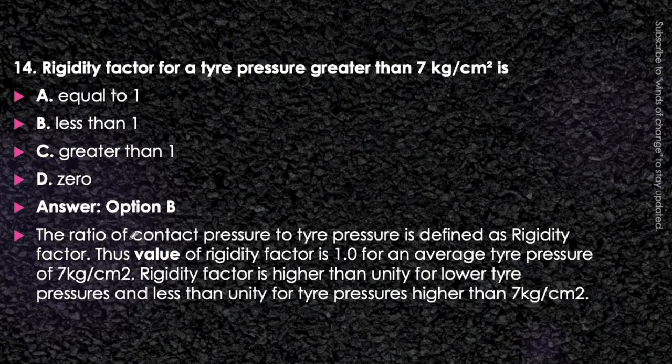What is rigidity factor? It is the ratio of the contact pressure to the tire pressure, which is defined as rigidity factor. The value of rigidity factor is 1 for an average tire pressure of 7 kg per centimeter square. Now, the rigidity factor is higher than unity for lower tire pressure and less than unity for tire pressure higher than 7 kg per centimeter square. So this is also important. We should memorize it. This can be asked in exam, that rigidity factor for a tire pressure greater than 7 kg per centimeter square is less than 1.